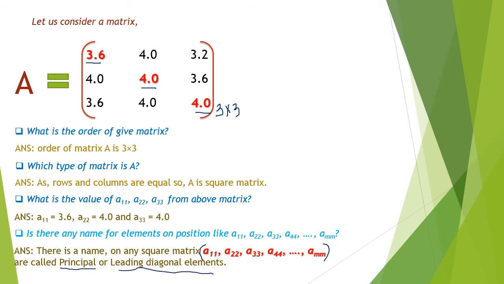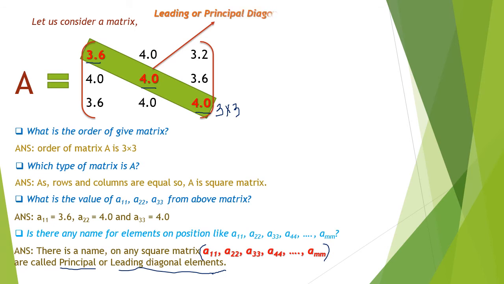Now these elements in red color have a special name: they are elements on the principal diagonal. Let's highlight them: that is 3.6, 4.0 and 4.0. These elements create a diagonal on the matrix, and this diagonal is called the leading or principal diagonal. Understood? It is a square matrix and it is a perfect diagonal. Elements residing on this diagonal are called principal diagonal elements, and these elements form a diagonal that is called the principal diagonal.